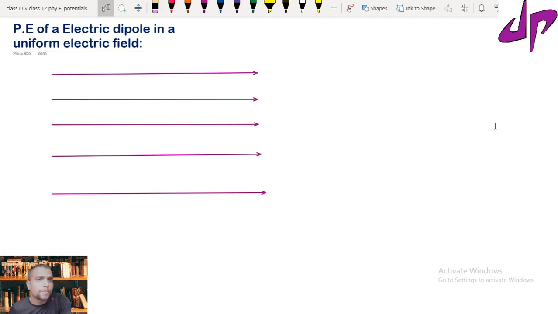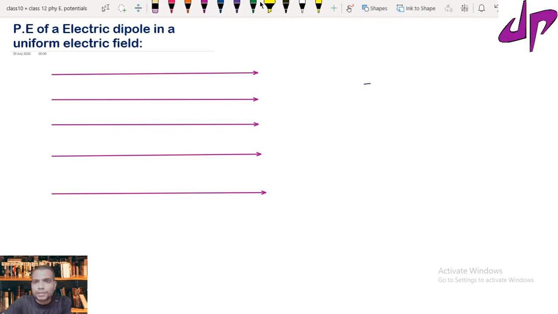Let's derive the potential energy of an electric dipole placed in a uniform electric field. Till now we derived the potential energy expression for a single charge, a two-charge system, or multiple charges. We know what an electric dipole is. Suppose an electric dipole is set up.